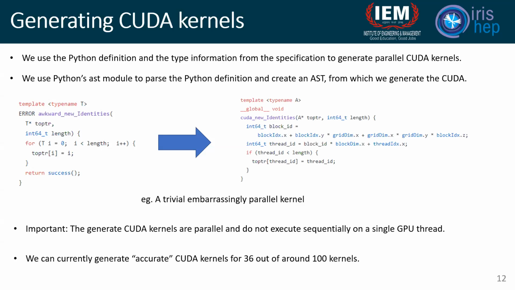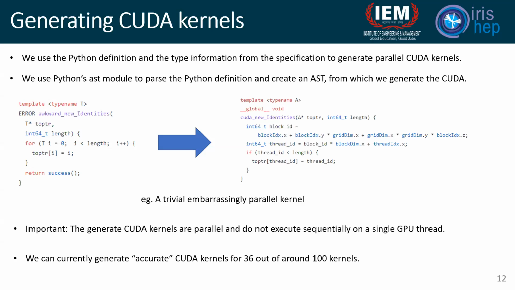Here is an example of a trivial, embarrassingly parallel kernel. On the left, there's C++, and on the right, there's parallelized CUDA. And when I say parallelized CUDA, it really is parallel, and we are not executing the function on a single thread sequentially on the GPU. I have shown a very trivial example here. We can't handle kernels that are very complicated, but we can mostly handle kernels that are embarrassingly parallel.